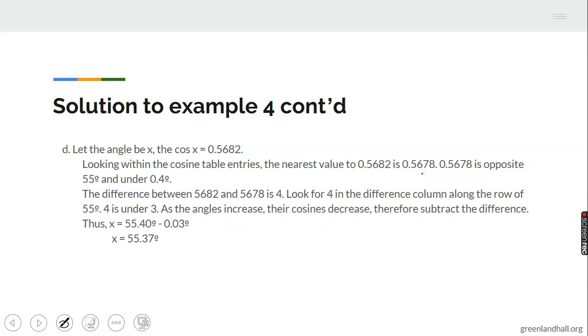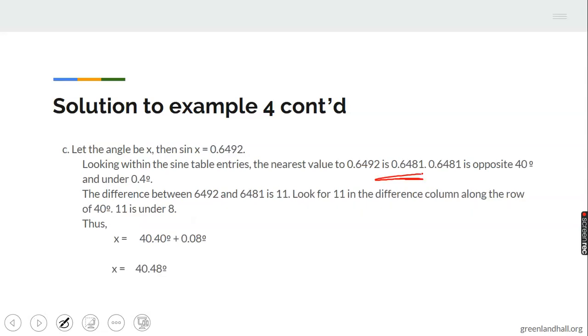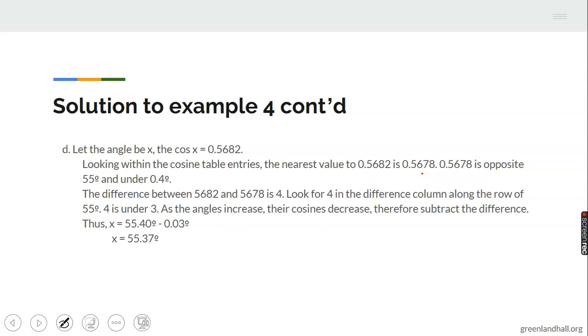Now, let's look at this again. Let me explain this. If it is sine, you will add, because for sine, as you increase the angle, the number increases from 0 to 1. But for cosine, as you increase the angle, the number decreases from 1 to 0. So take note of that.